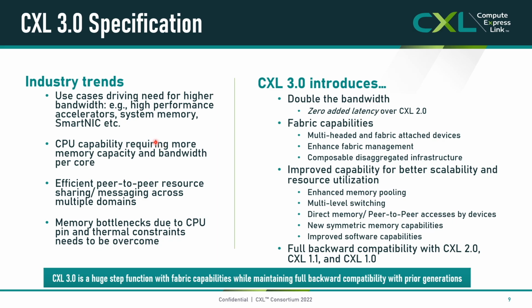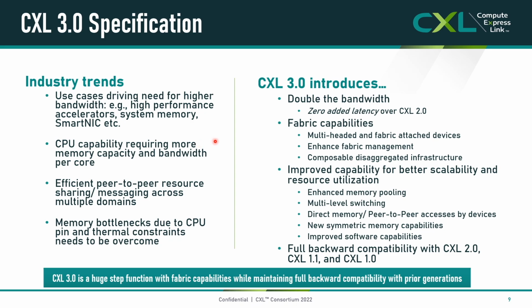And once you have provisioned the system with additional memory capacity and additional memory bandwidth, you have also provisioned the system with high-speed NICs and high-speed accelerators. The next challenge is efficient data movement across memory, CPU, accelerators, NICs, etc. And for that, you need efficient peer-to-peer movement and messaging across different domains. And finally, memory continues to be a bottleneck for system performance, both in terms of memory bandwidth and memory capacity.